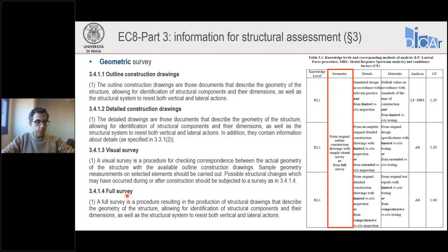Finally, there is the concept of full survey. Full survey is like the visual survey, but is extended to the whole building. The aim of this survey is to produce structural drawings. So it is used when these kind of drawings are not available, or when you want to reach the full knowledge of the building.